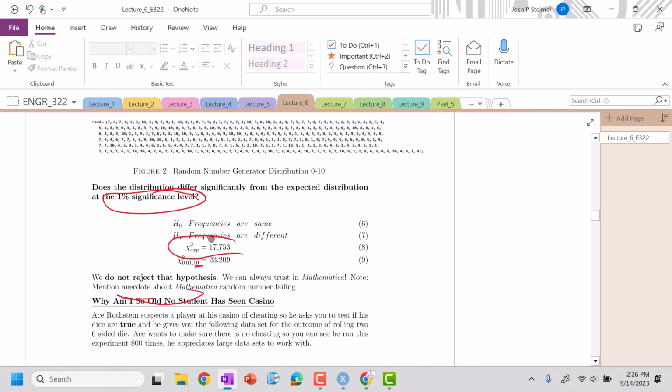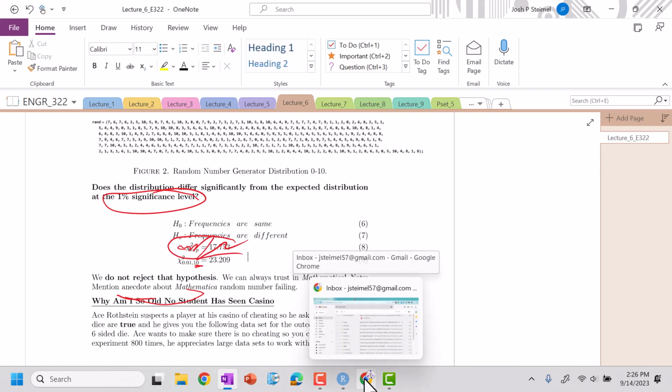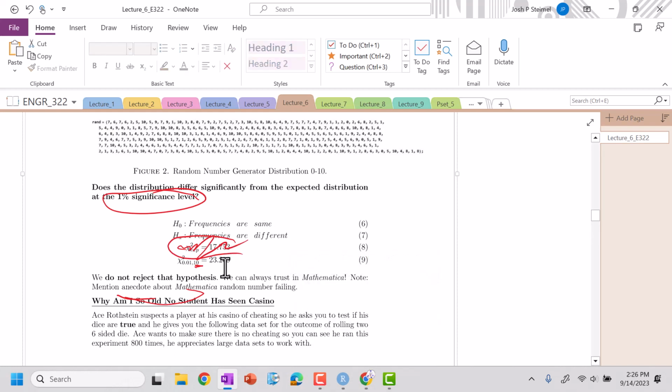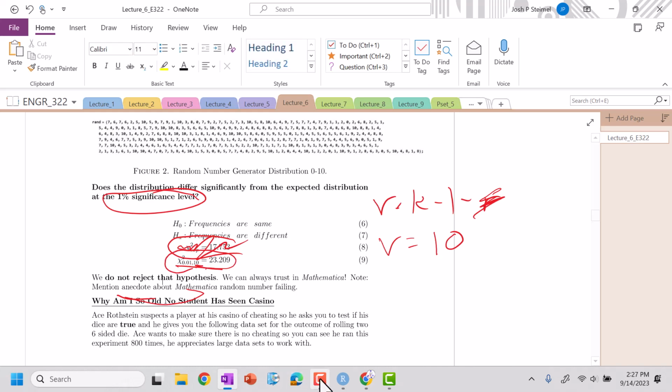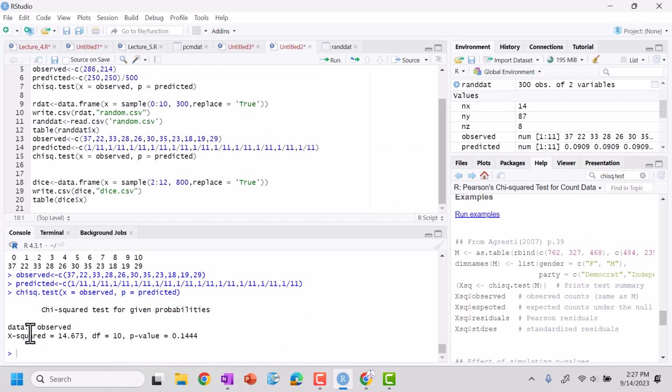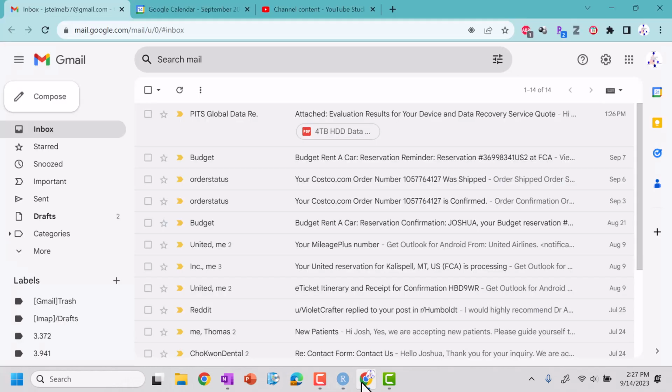We can calculate our chi-squared theoretical. This is not the value here because it's a different data set. Our nu is equal to k minus 1 minus r, and there are no fitting parameters here. We have 11 possible outcomes for a random number, so it's 10. This would be 0.01, and that would be our critical chi-squared value. If we look at our actual chi-squared value, it is 14.673.